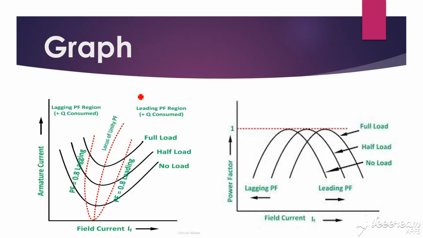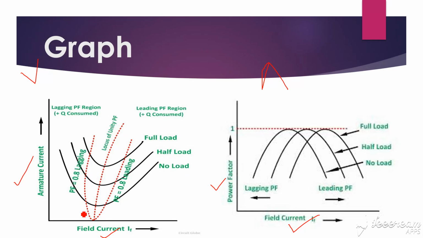12 steps are there. From this experiment we need to plot two graphs: one is the V curve, another one is the inverted V curve. The V curve is plotted between armature current and field current. The inverted V curve is plotted between power factor and field current. Here, with respect to different load and different power factor, the values are plotted.